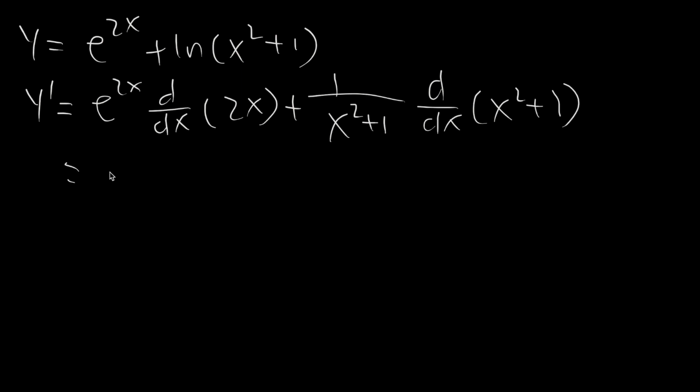So this is going to be equal to e to the power of 2x times 2x. Oh, sorry. The derivative of 2x is going to be equal to 2. So 2e^(2x) plus the derivative of x squared plus 1, which is equal to 2x. So plus 2x over x squared plus 1. Right.